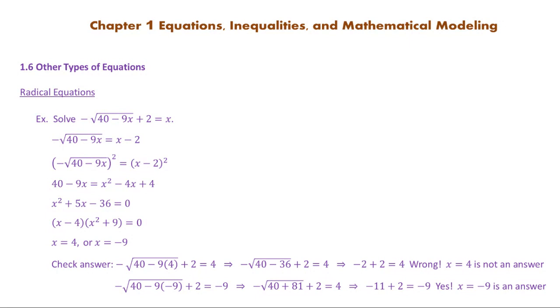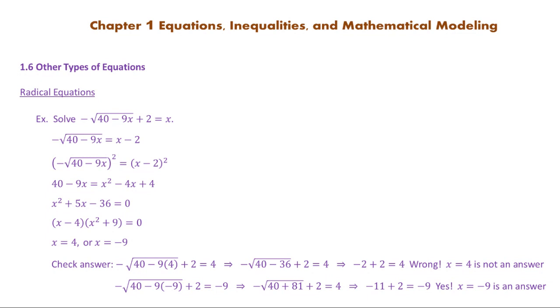So one of the things to do to solve a radical equation is always to get rid of the radicals by taking the powers. Okay, so we can move 2 to the right to get the negative square root of 40 minus 9x equal to x minus 2. And then we can take the square to get rid of the root. Remember, that's how you get rid of the root. You cannot just take the root from the original problem. You have to move 2 to the right so that you can get rid of the root completely.